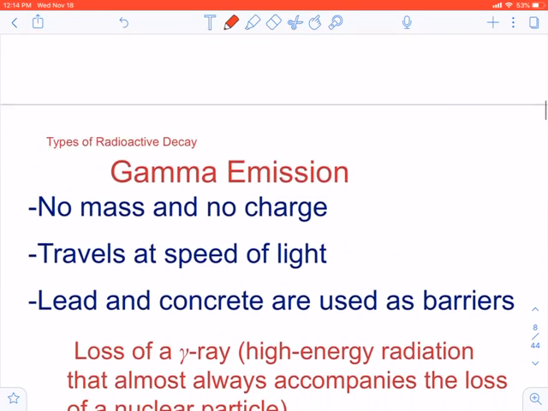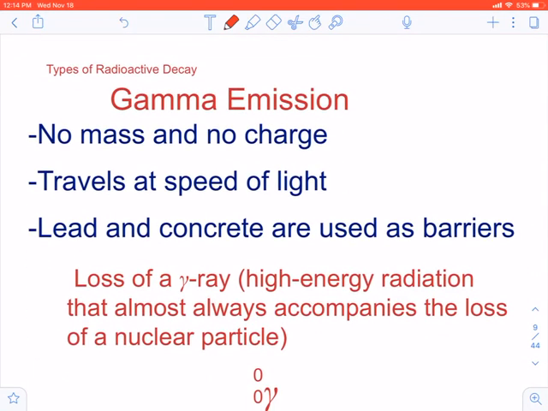The last one we need to talk about is gamma emission. Gamma has no mass and no charge, so there's no math involved with this. It travels at the speed of light. It's super powerful, and only lead and concrete can be used as barriers. This is like what comes out of nuclear weapons. These are the big dangerous ones.